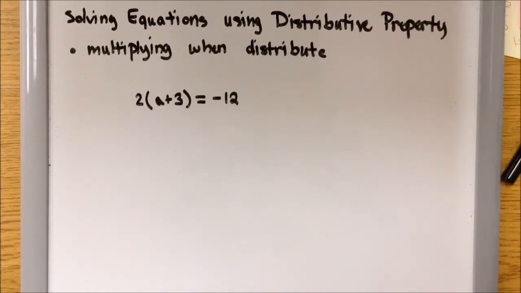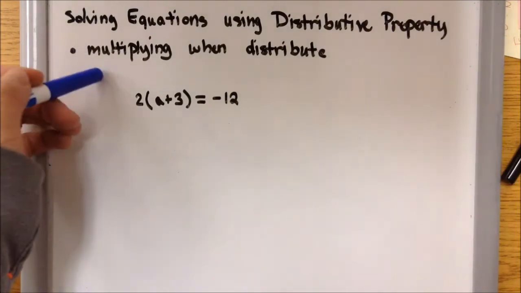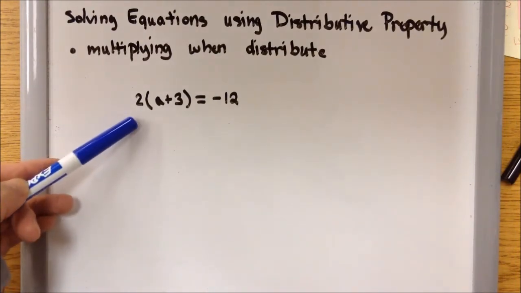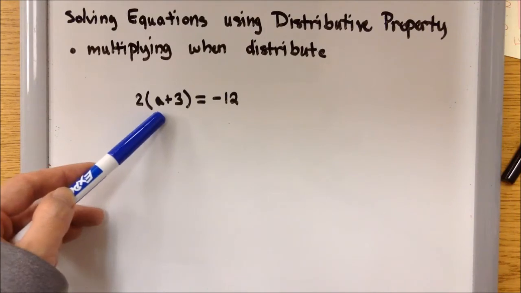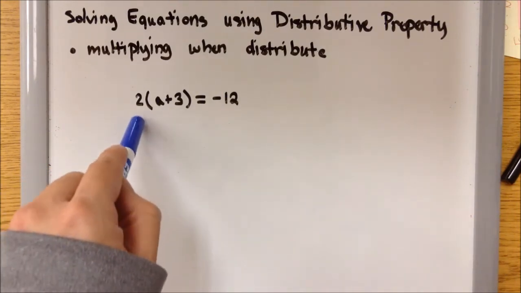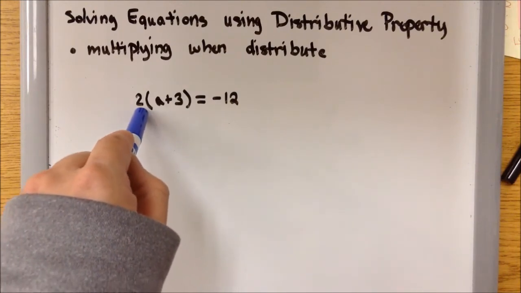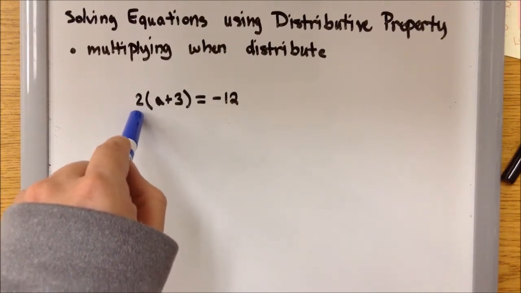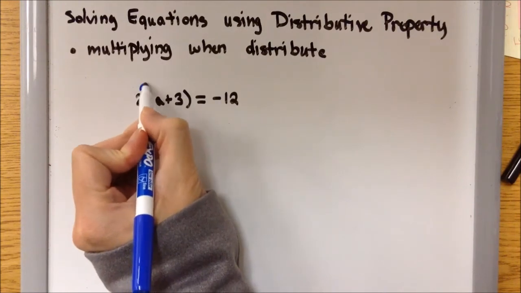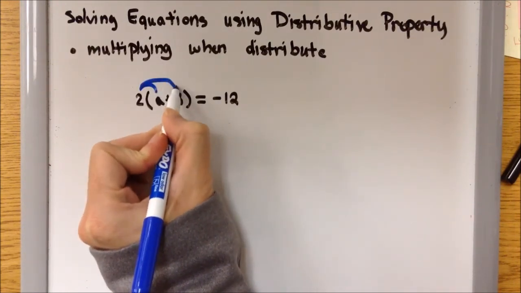In this section, we're going to continue solving the equation but using the distributive property. So when you distribute, you're going to be multiplying. In our first example, we have 2(a + 3) = -12. When you see a number directly in front of the parenthesis, nothing in between, that means that you're going to distribute. All you have to do is distribute to everything inside the parenthesis.